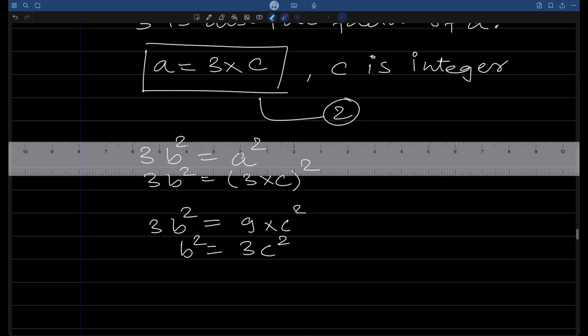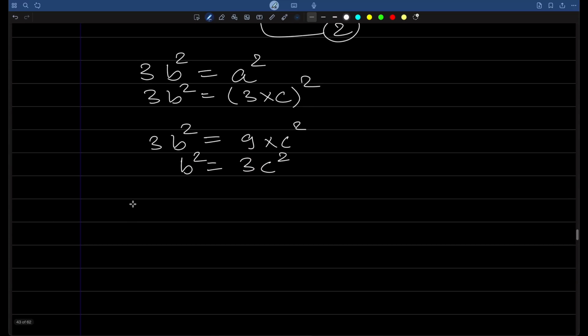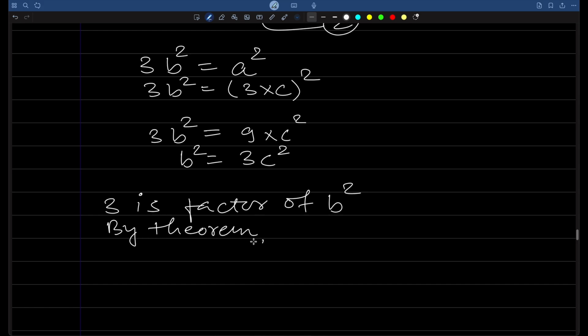Now here 3 divides b square, so I can write 3 is also a factor of b square. 3 is a factor of b square, and by theorem 3 is also a factor of b.